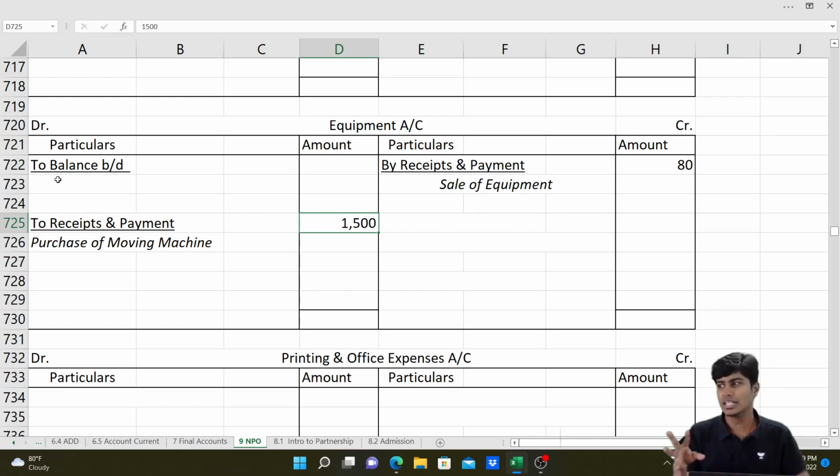We'll adjust that, and then we'll adjust depreciation and find the closing balance. Or if they give the closing balance, we'll find depreciation as a balancing figure. Or if they've given both depreciation and closing balance, we end up finding the opening balance of equipment as a balancing figure. Either way, let's wait and see where the question will take us. For now, receipts and payments, purchase of moving machine, 1500.